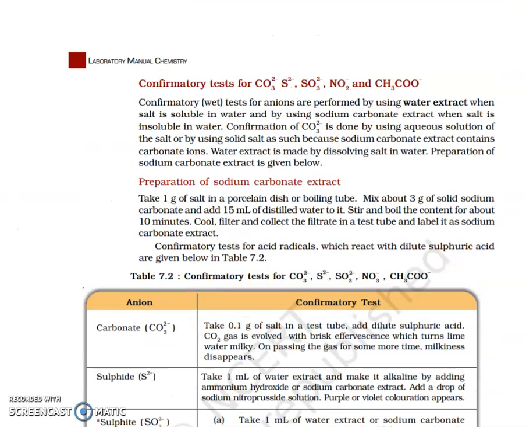So my friends, confirmatory tests for CO3 2-, sulfide, SO3 2-, NO2- and acetate. Confirmatory tests for anions are performed using water extract when the salt is soluble in water, and using sodium carbonate extract when the salt is insoluble in water. Confirmation of carbonate is done using an aqueous solution of the salt or the solid salt as such, because sodium carbonate extract contains carbonate ion. Water extract is made by dissolving salt in water. Preparation of sodium carbonate extract is given.